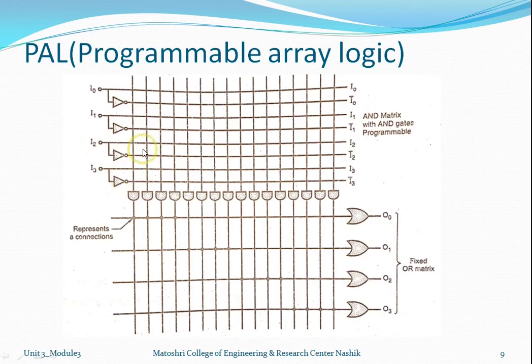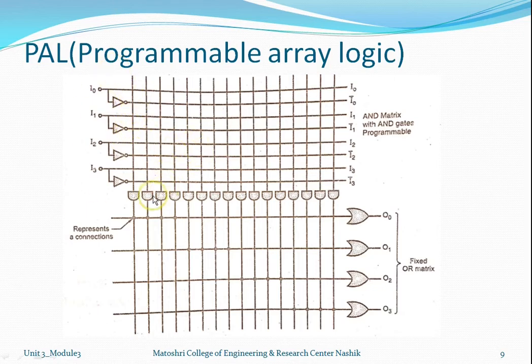So there are 4 input buffers, 1 per input. This buffer provides the inverted and non-inverted versions of their corresponding inputs, and input buffers are used to reduce the loading of the inputs.